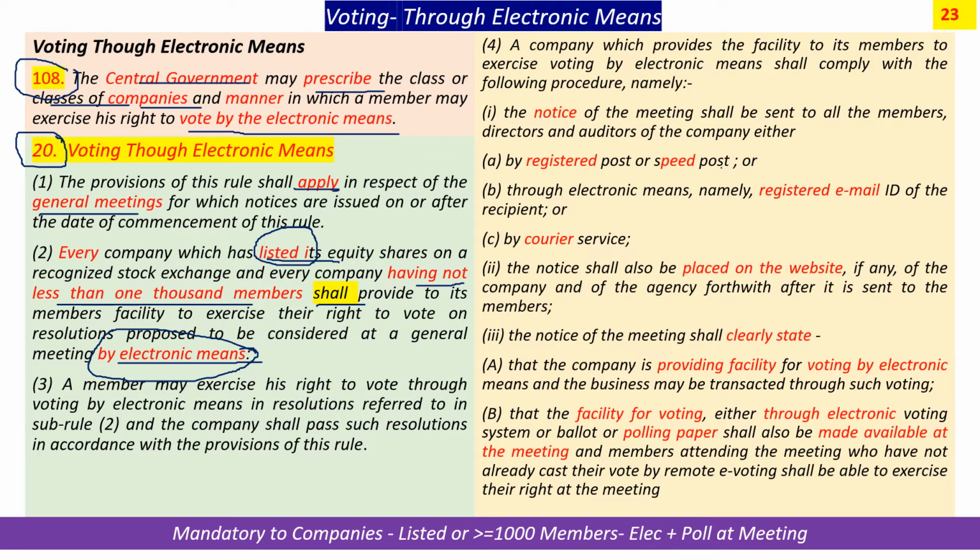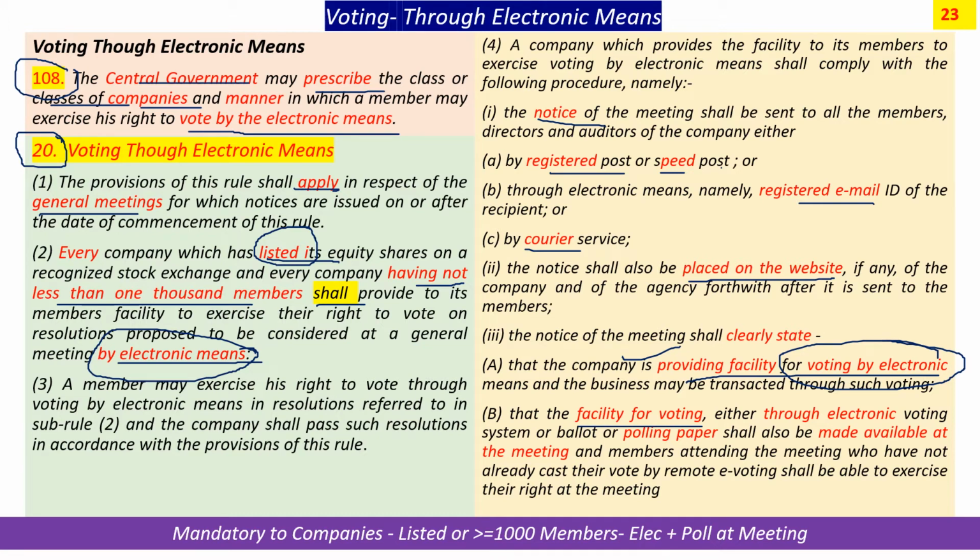And in this case, the notice will be sent to members by registered post or speed post or by email or courier. The notice also will be placed on the website, and the notice will state that the company is providing facility for electronic voting.